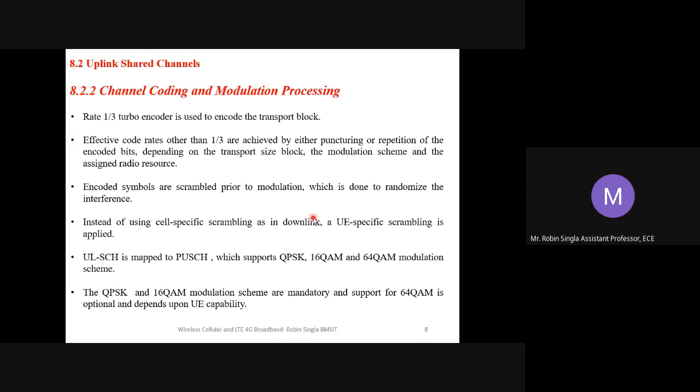The uplink shared channel is mapped to the physical uplink shared channel, which supports QPSK, 16 QAM, and 64 QAM modulation schemes. QPSK and 16 QAM are mandatory, and support for 64 QAM is optional, depending on user equipment capabilities. So for the uplink shared channel, the coding scheme is a rate 1/3 turbo encoder, and the modulation schemes are QPSK, 16 QAM, and optionally 64 QAM.